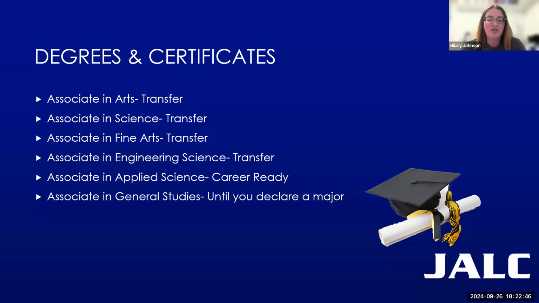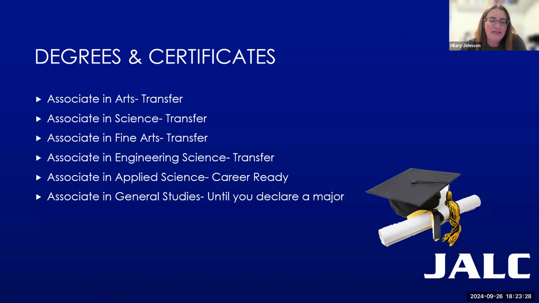Basically meaning that after your 2 years getting your associate's at John A, which is a 2-year degree, and you want to move on to receive your bachelor's degree or even further, you would have to go on to a four-year university. And then we also have the Associate in Applied Science and our Associate in General Studies. The Associate in General Studies is a degree where you may not know what you're wanting to do immediately when you get your start at John A. And so that degree is generally not transferable.